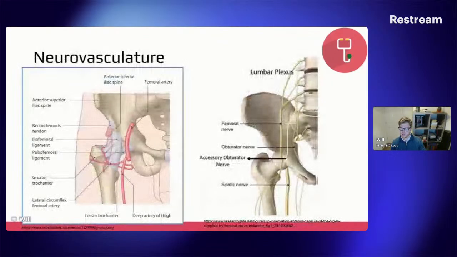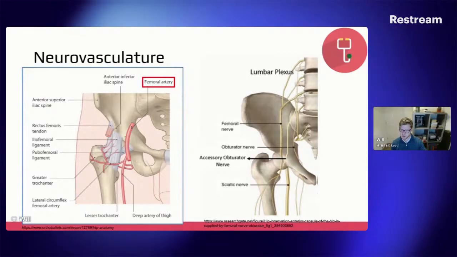So important neurovasculature. We'll start off with the arteries. The big artery is, of course, the femoral artery. Now this originates from the anterior superior iliac spine and inserts at this point here on the pubic tubercle. Once this artery crosses that line, it becomes the femoral artery. Before that, it's the external iliac artery. This is going to supply the profunda femoris, the deep artery of the thigh, and it's also going to travel down through the adductor hiatus and become the popliteal artery behind the knee.